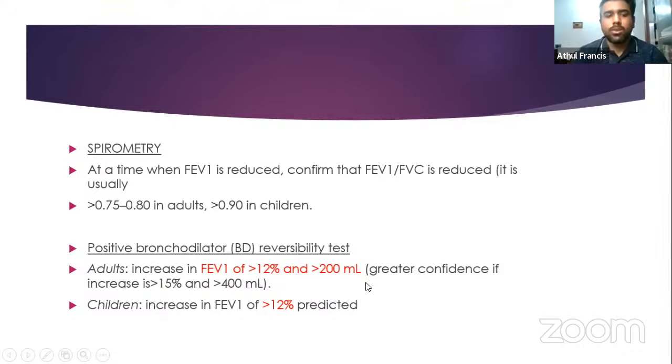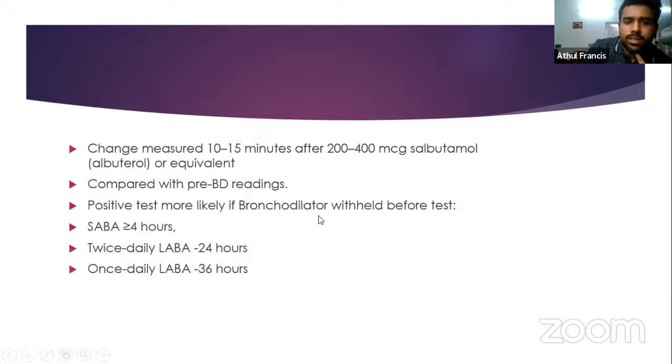This is always seen in MCQs, where one of the options will be an increase in FEV1 of greater than 12% or greater than 200 ml. It's not 'or'; it's an increase in FEV1 of greater than 12% and greater than 200 ml. You can say with greater confidence that it's a case of bronchial asthma if the increase is more than 15% and more than 400 ml. In children, an increase in FEV1 of greater than 12% is enough. A positive test is more likely if the bronchodilator is withheld. If the patient is already on a bronchodilator, because he had visited a doctor who gave him one, withholding the bronchodilator is always necessary.